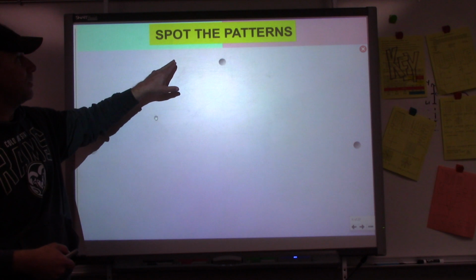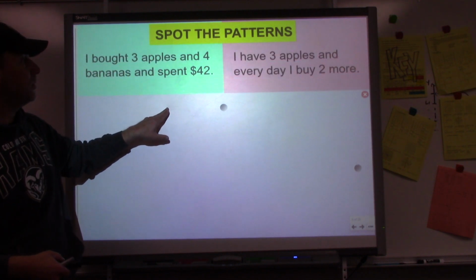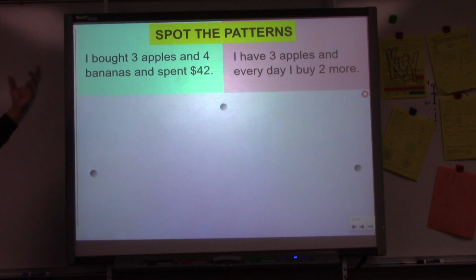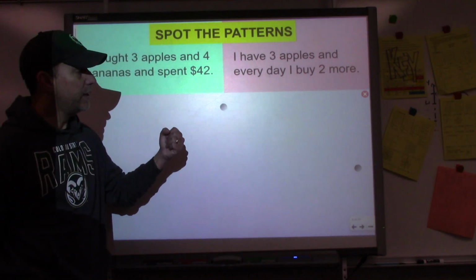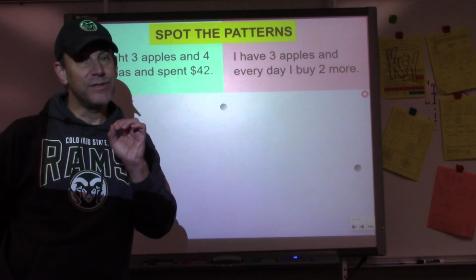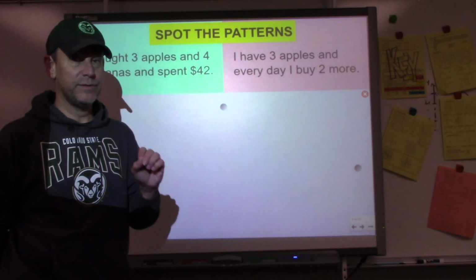So I want you to spot the patterns here. Here's two stories about fruit. On the left, in the bluish screen, it says I bought 3 apples and 4 bananas and spent $42. On the right-hand side, it says I have 3 apples and every day I buy 2 more. There is a difference between those two. One of those is slope intercept form, one of those is standard form.